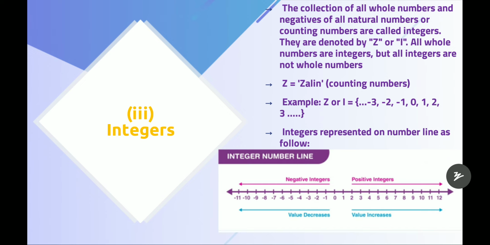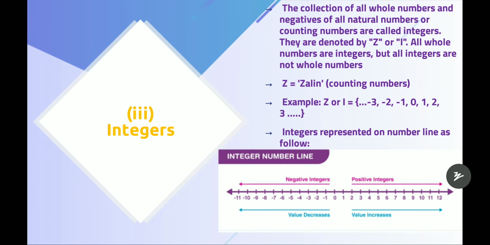Also, all integers are not considered as natural numbers, because in integers, if we see, there are negative integers. Negative integers are also there in the integers, but while we look at the whole numbers, there are no negative numbers, and also in the natural numbers there are no negative numbers, right? So that's why we say that all integers are not considered as whole numbers and natural numbers.